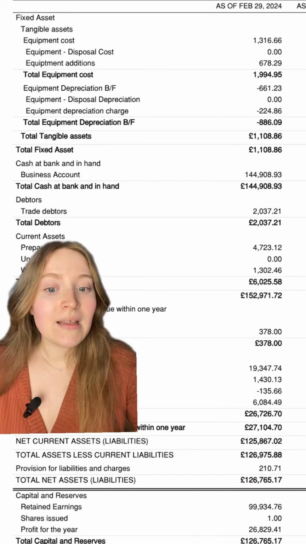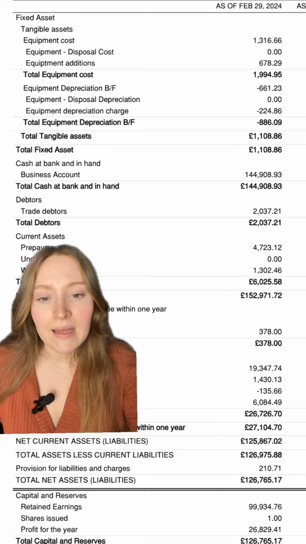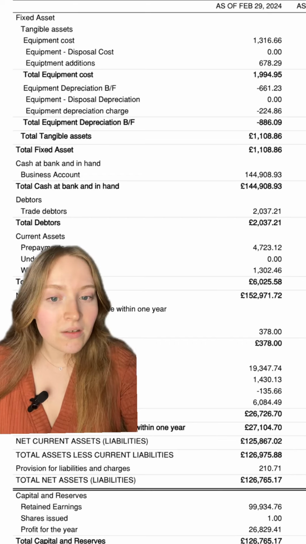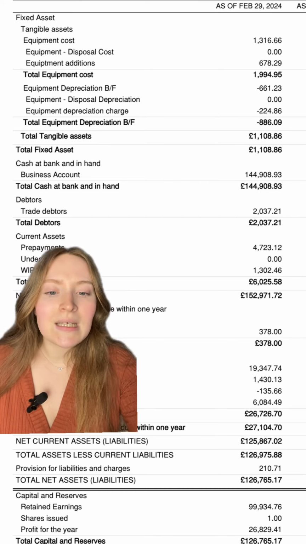There's also a section for provision of liabilities and charges towards the bottom end of your balance sheet. This includes deferred tax, which can be a bit complex, but in simple terms, it accounts for tax that needs to be paid in the future.